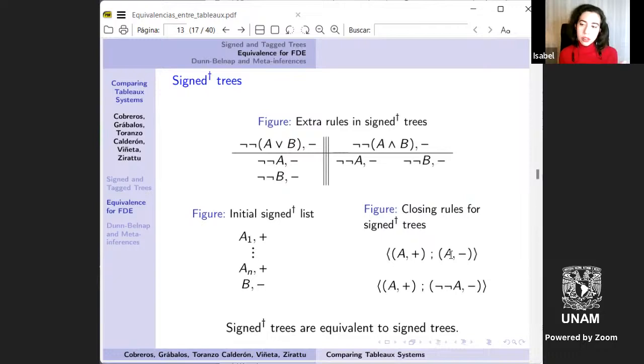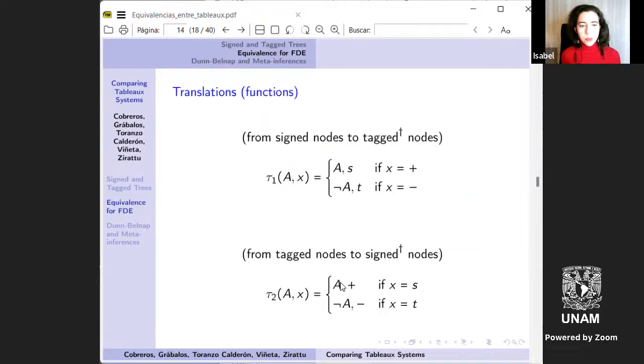But one extra step that doesn't add extra information would be that we will often see it closing with double negations as well. And then again, since this doesn't add any extra information, we can see that sine and sine dagger trees are equivalent.